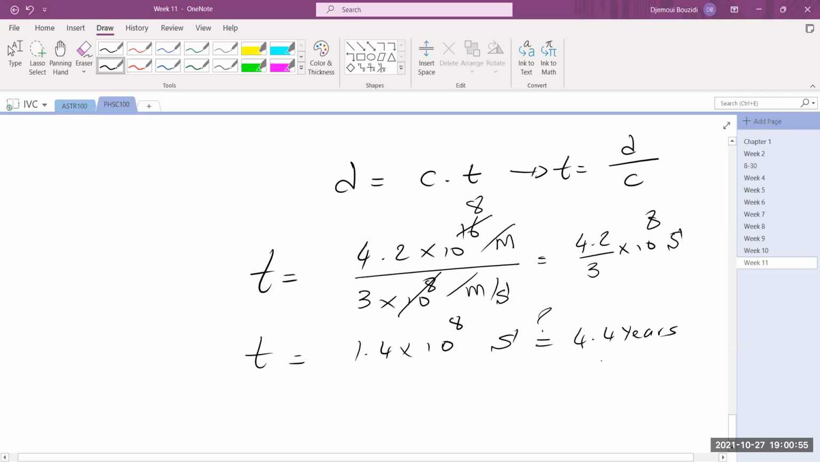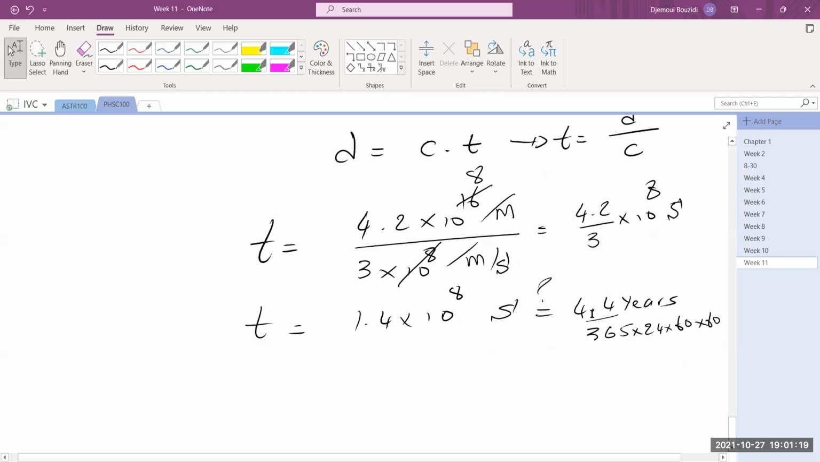There are 2 ways of doing this. Either you take this 4.4 years, and every year has 365 days, every day is 24 hours, every hour is 60 minutes, and every minute is 60 seconds. So you multiply all of these together, and the answer should be 1.4 times 10 to the power 8 seconds. That's option 1. Or you take 1.4 times 10 to the power 8, which is 140 million seconds. That's what this number is.